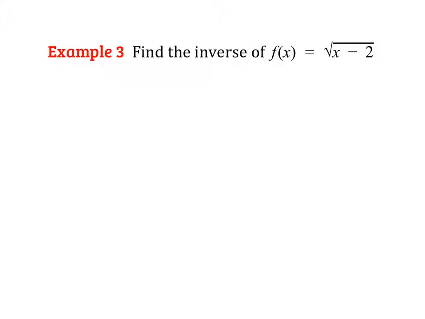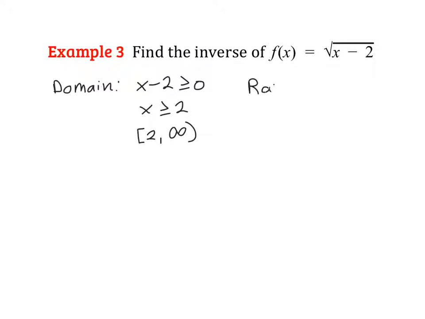Okay, let's try one more example together. So here they're asking us to find the inverse of f of x equals square root of x minus 2. So before I do anything else, I know that square root functions have a restricted domain and range. So let's find that of our original function first. For our domain, we know that you can't take the square root of a negative. So our radicand, which is x minus 2, must be greater than or equal to 0. So x must be greater than or equal to 2. So our domain here is 2 with a bracket to infinity.